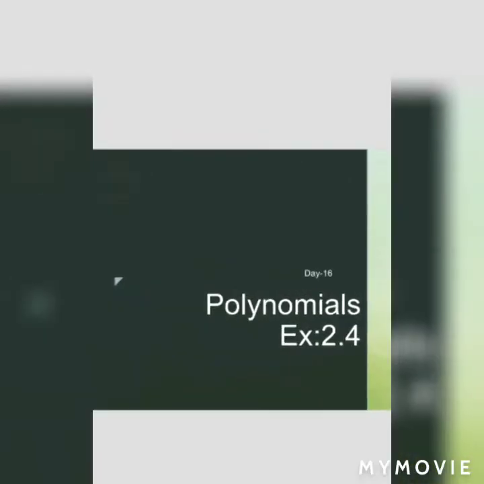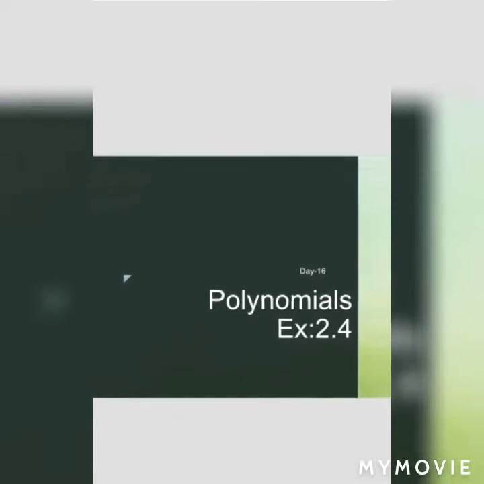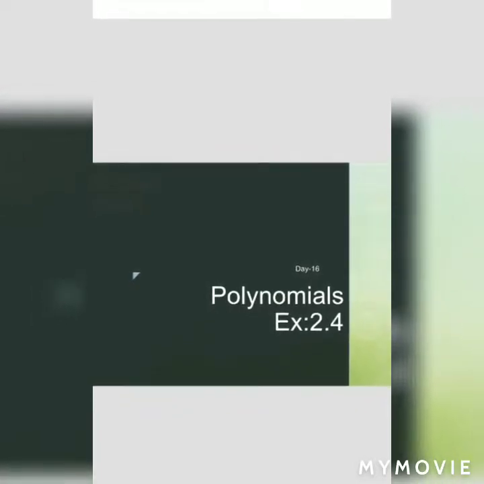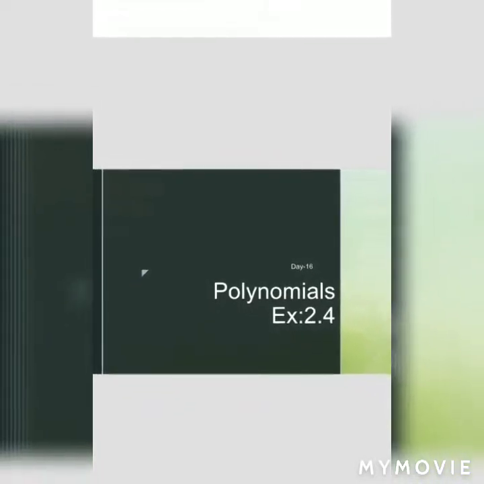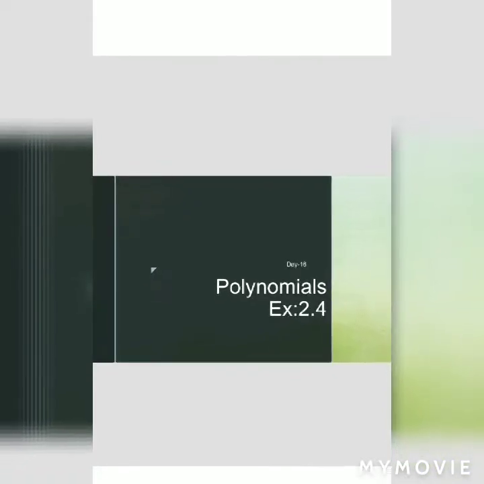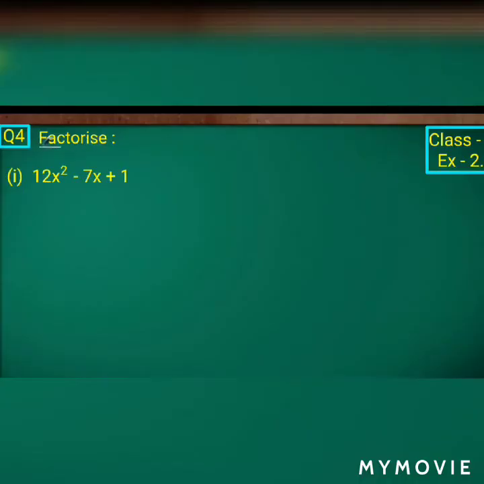So today we are going to discuss the remaining problems of the same exercise, that is exercise 2.4 of the chapter polynomials. In the previous class we discussed the first three problems, isn't it? So now we'll discuss the fourth question. We'll start with the first question, that is factorize 12x square minus 7x plus 1.